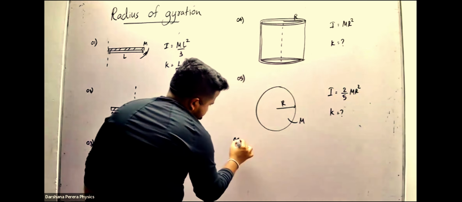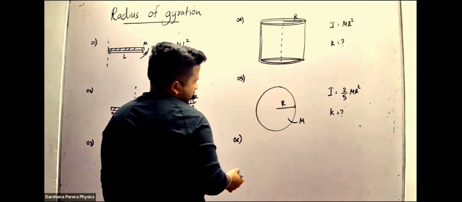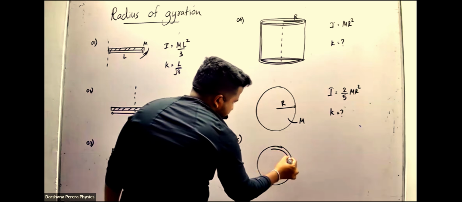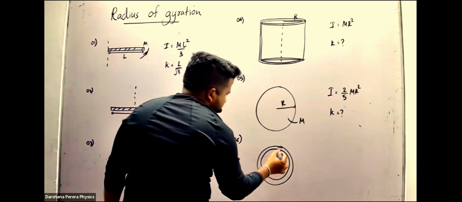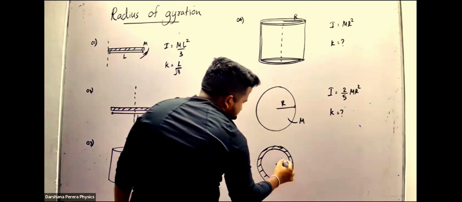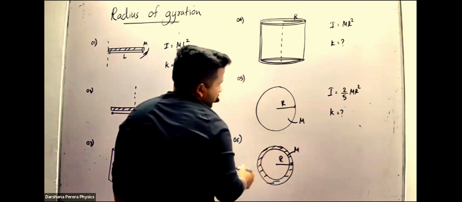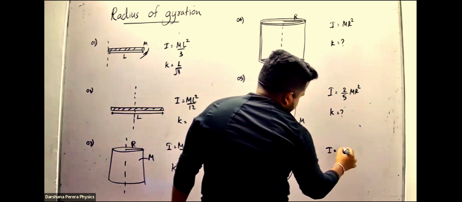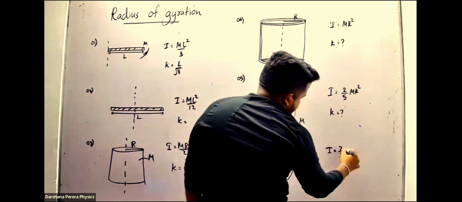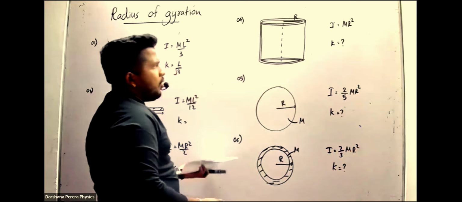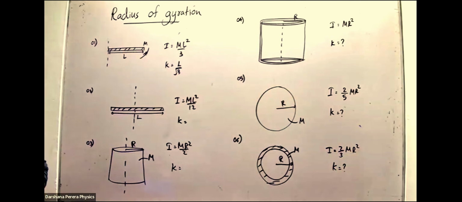Number 6. I equals 3 over 2 M R square. Find the K value. Find out the K value for each separately.